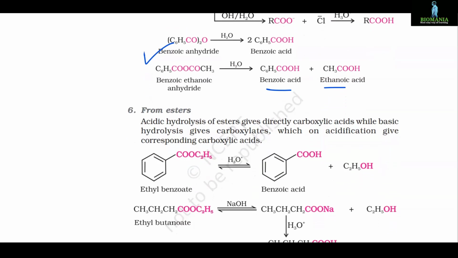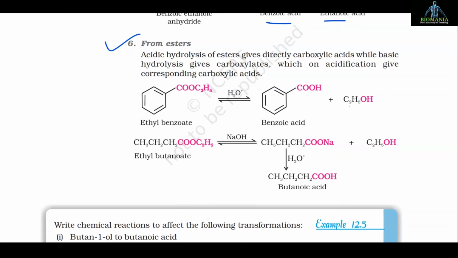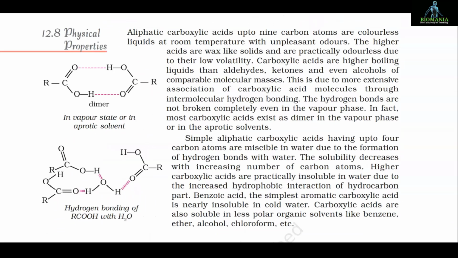Number 6, from esters. Acidic hydrolysis of esters gives directly carboxylic acids, while basic hydrolysis gives carboxylates, which on acidification give corresponding carboxylic acid. Here you can see in this reaction ethyl benzoate is forming benzoic acid plus C2H5OH, and ethyl butanoate is forming butanoic acid plus again ethyl alcohol.